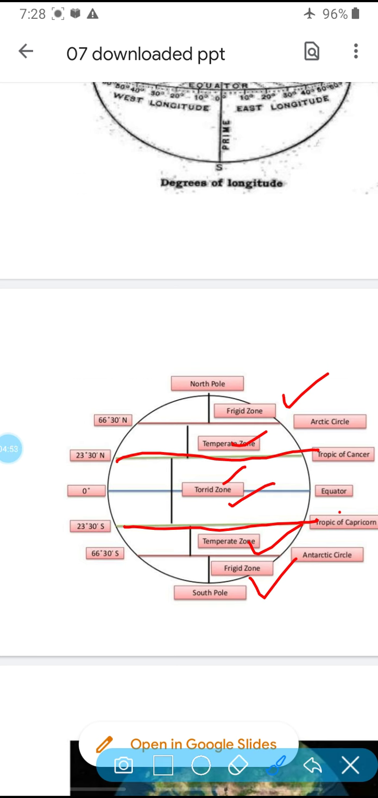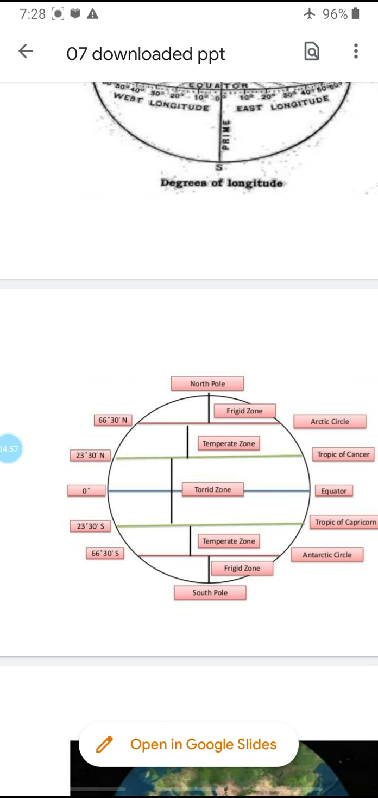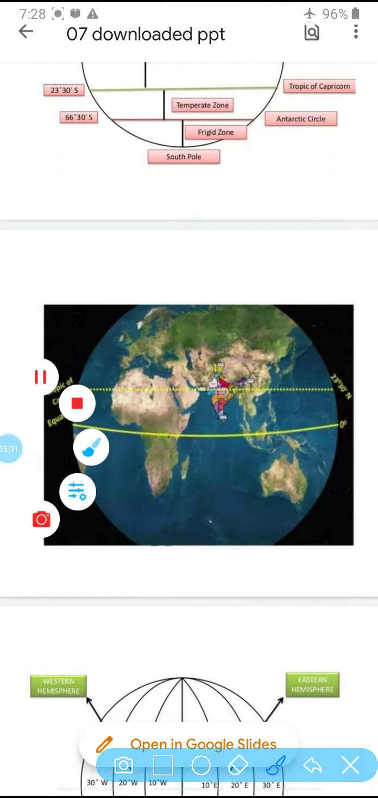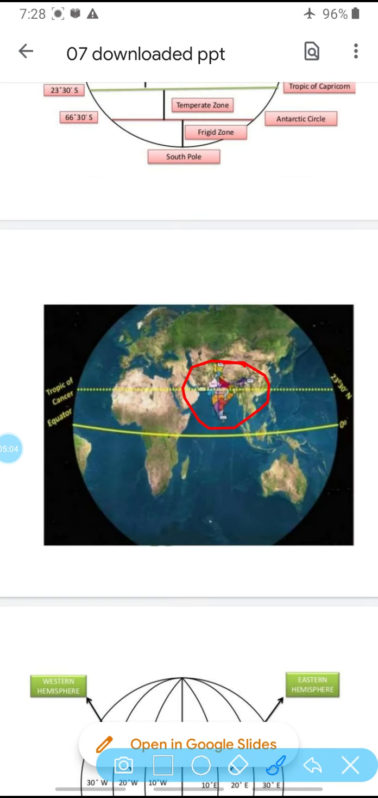So these things we have discussed. These are the North Pole and South Pole. Now the next thing, this is the shape you can see which is shown in the globe, it is India. This is the Tropic of Cancer and this is the equator.